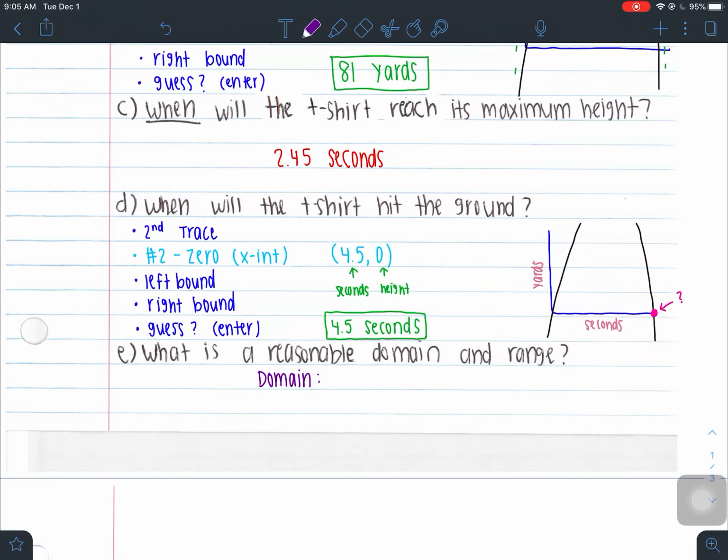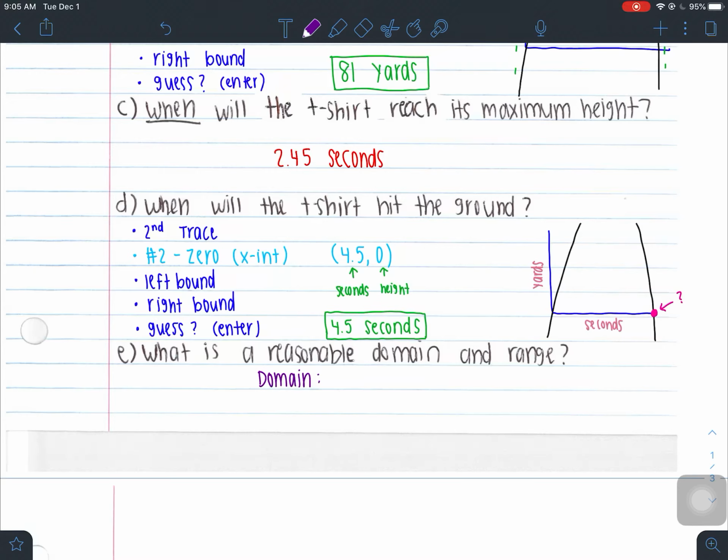Now, it's been probably a really long time since you've heard that. Remember, discrete, you want to list out your numbers. So discrete means you can only have whole numbers. Continuous means we're going to use inequality signs. Remember, you got to think about your problem. We're talking about time here, and we're talking about height here.